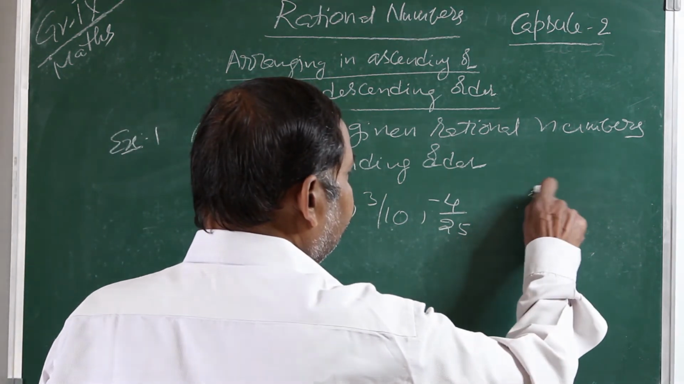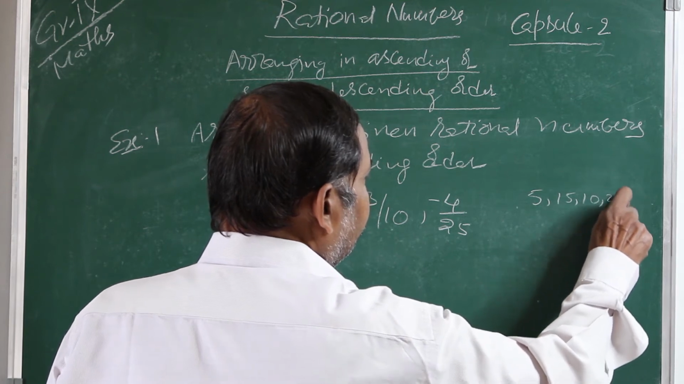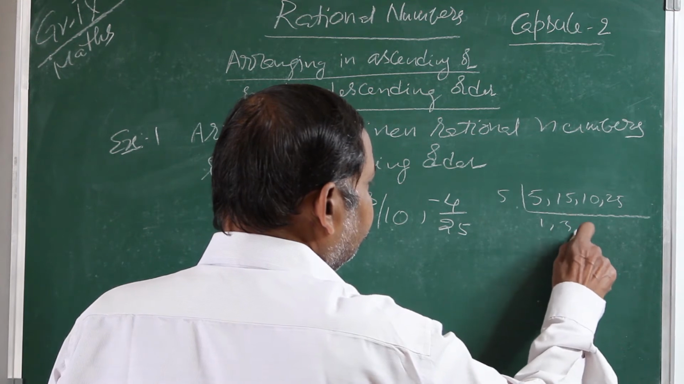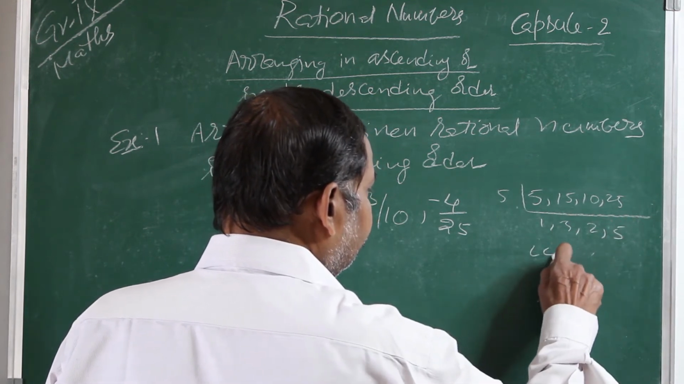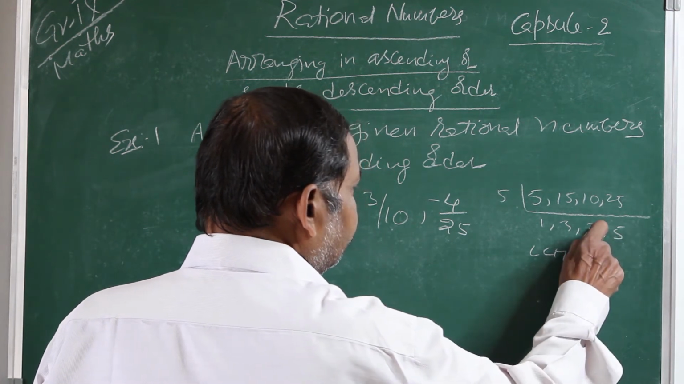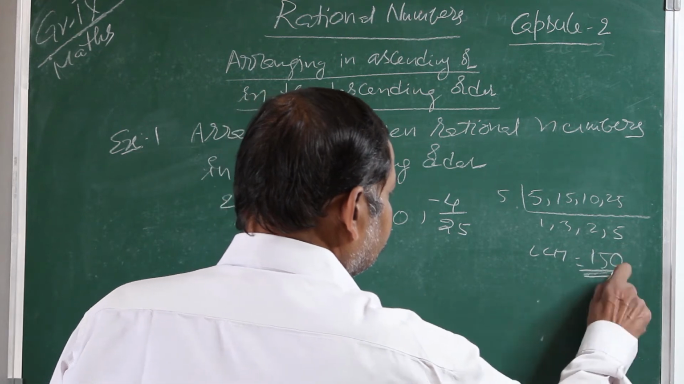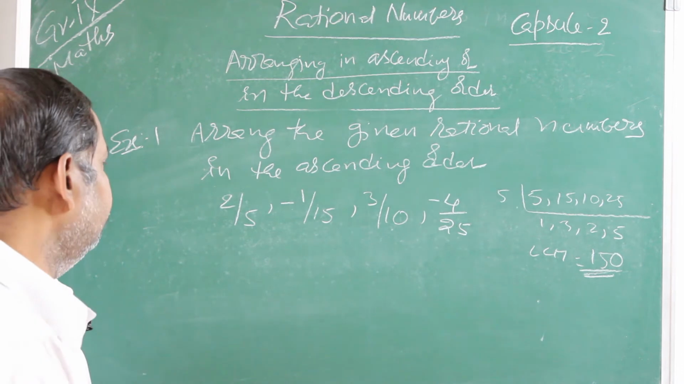What is the LCM of 5, 15, 10 and 25? First you find the LCM of 5, 15, 10 and 25. Here, 5 ones are 5, 3 fives are 15, 2 fives are 10, 5 fives are 25, with no common factor. So the LCM is 150. So everywhere you have to get the denominator 150.